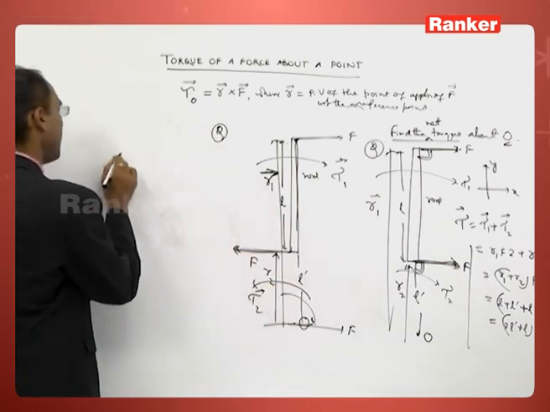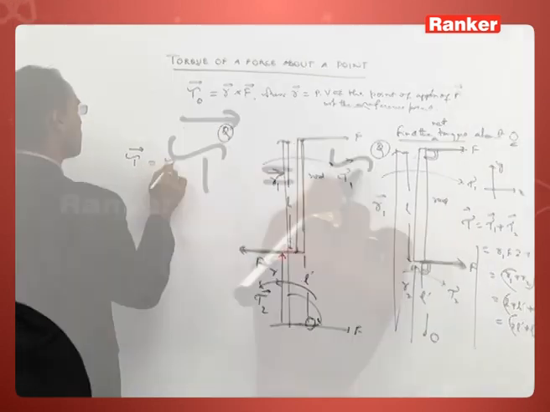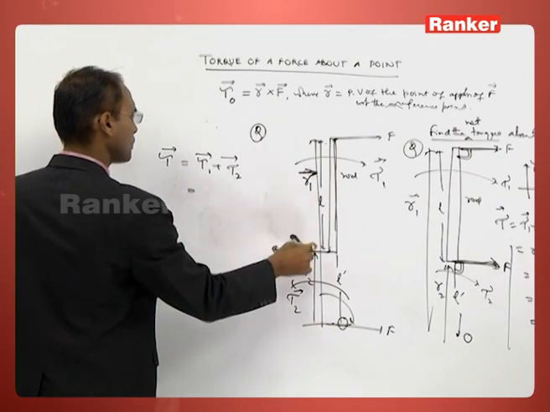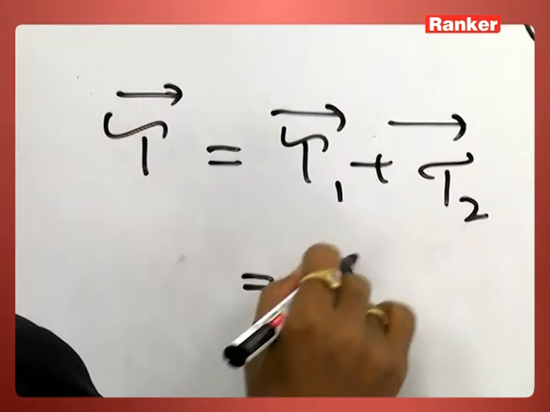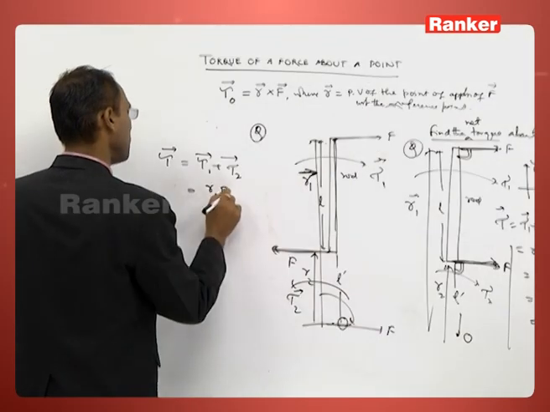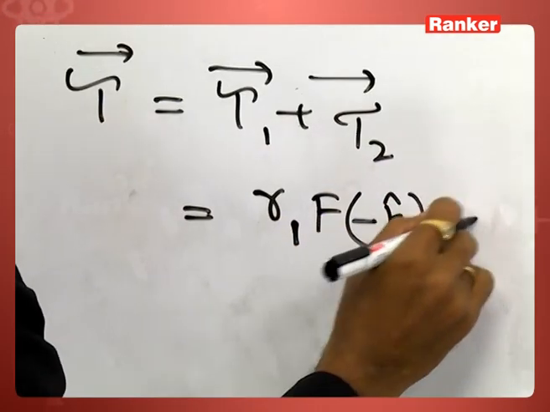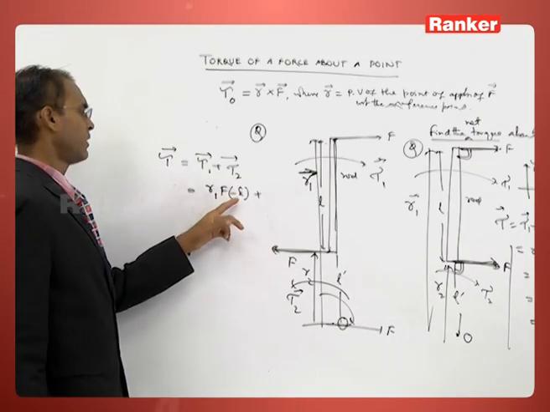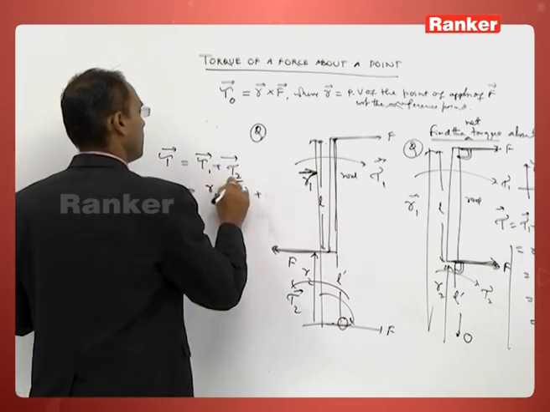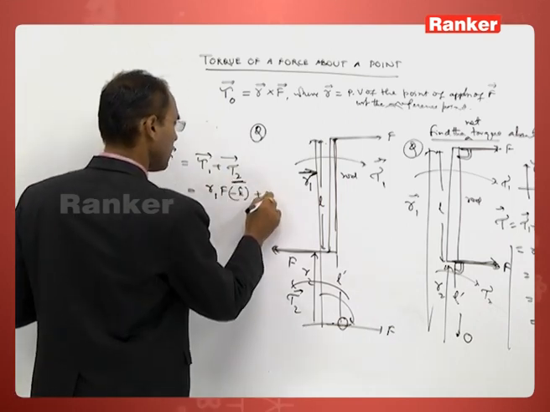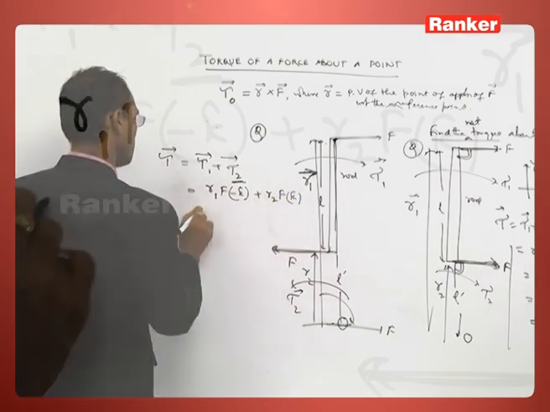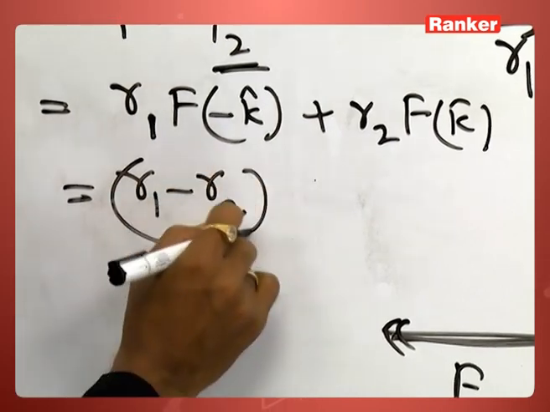And the two torques are added vectorially. The net torque is equal to tau 1 plus tau 2, and tau 1 is equal to R1 F, clockwise, so minus k F. I choose a rectangular coordinate system, and tau 2 is equal to R2 F in which direction? Plus k F direction. So this is (R1 minus R2) into F.